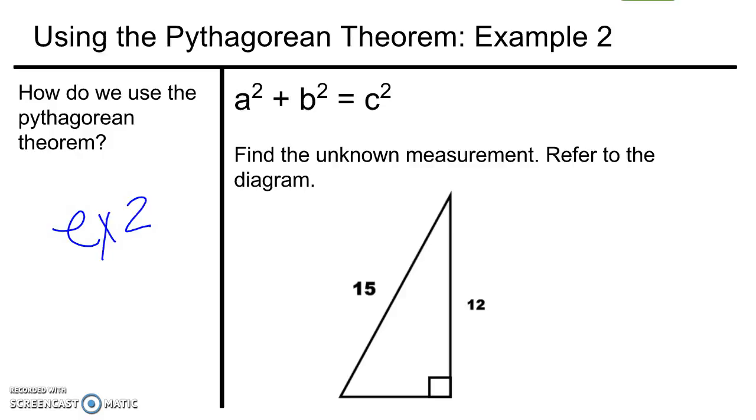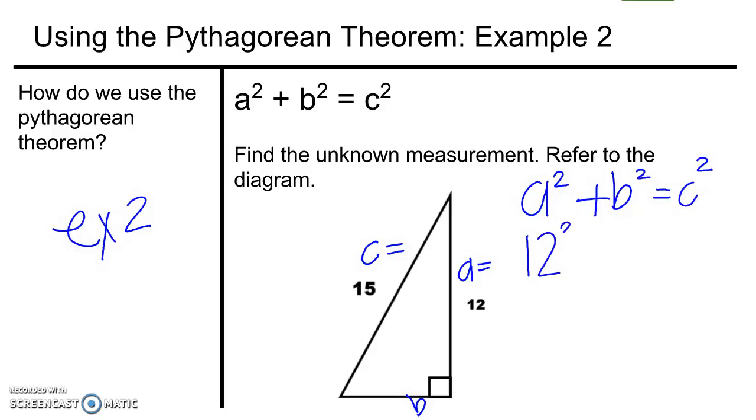All right, so I'm going to label what I know on my triangle. Now remember, A and B are the two sides that form the right angle. So A is 12, but I don't know what B is. And then C, the hypotenuse, is 15. So let's plug that into the Pythagorean theorem. A is 12. Don't know what B is. And instead of writing C, I want to put 15 squared.